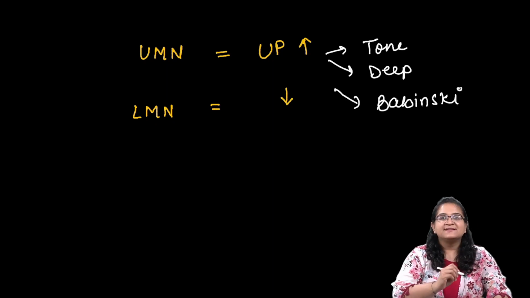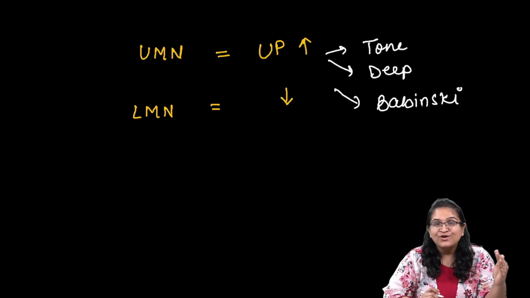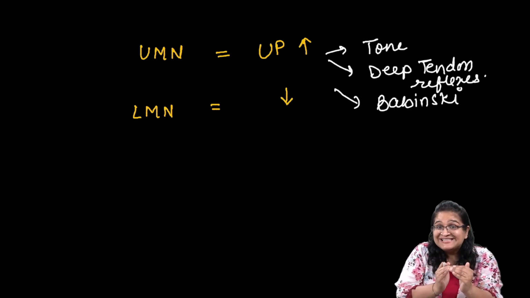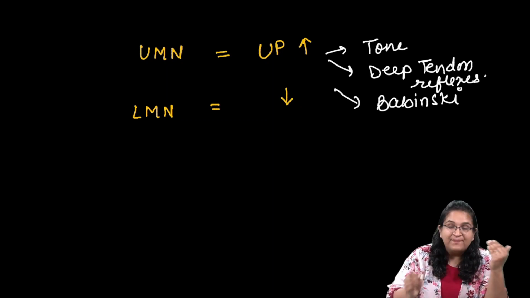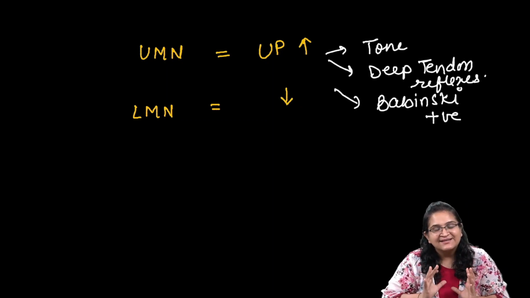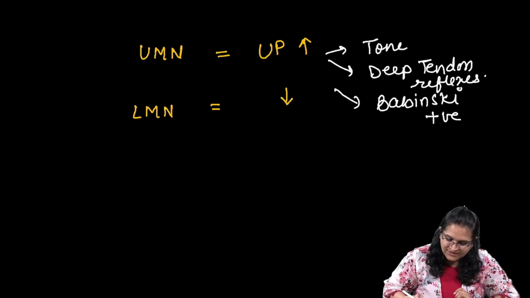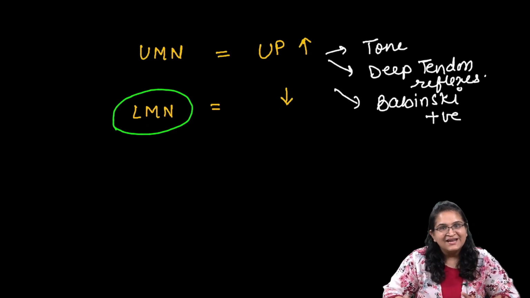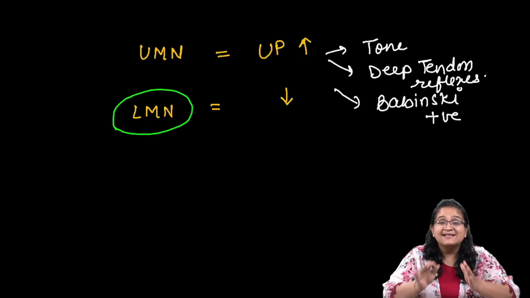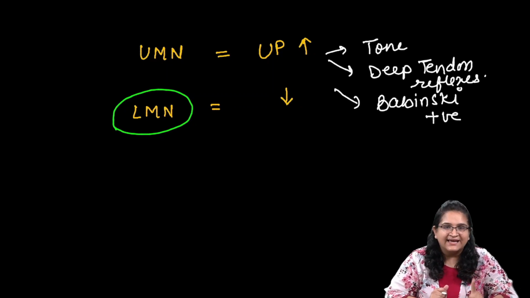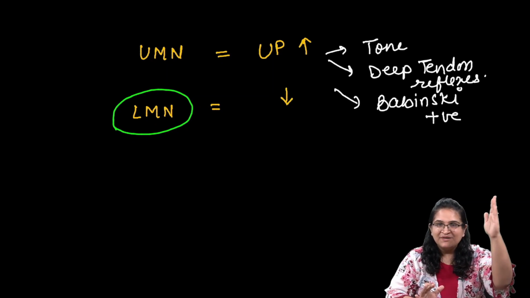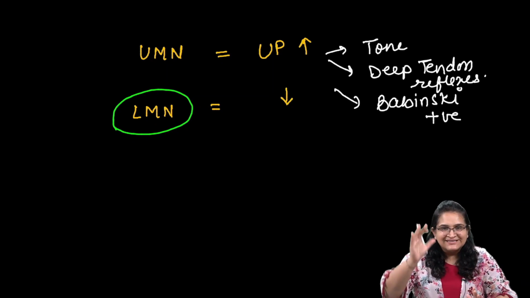Now, all of this, the tone is increased in upper motor neuron lesion, the deep tendon reflexes are increased in upper motor neuron lesion. Babinski sign is positive in upper motor neuron lesion, increase, right? Next, in lower motor neuron lesion, everyone, all these three are decreased, right? So tone is decreased, deep tendon reflexes are decreased, Babinski sign is negative. So this is the first thing I want all of you to learn. Upper motor neuron means up, lower motor neuron means decrease.